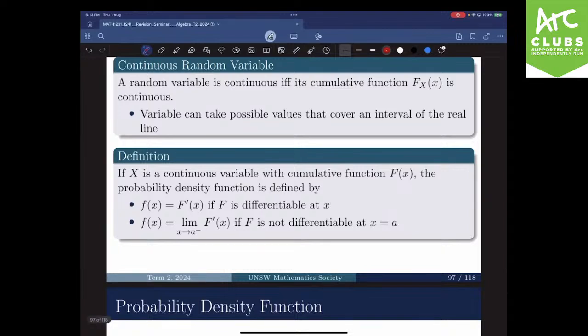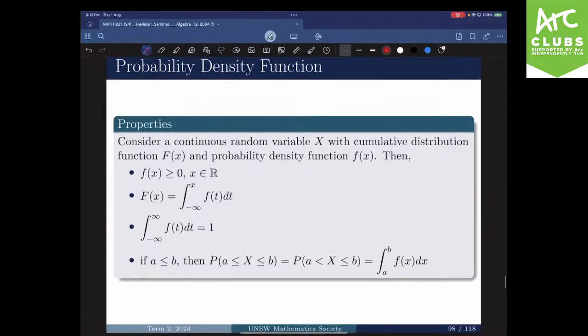If X is a continuous variable with this cumulative function F_X, then the probability density function is defined by f_X(x) equals F'(x), or capital F dash x. So my probability density function, which is given by lowercase f, is equal to capital F, but I have to take the derivative of that if F is differentiable at x, right? But it's also not really an issue if it's not differentiable. So for example, lowercase f(x) is equal to the limit as x approaches a from the negative side of F'(x), if my F is not differentiable at x equal to a. So if it's not differentiable, that's not an issue. As long as this limit exists, it's still fine.